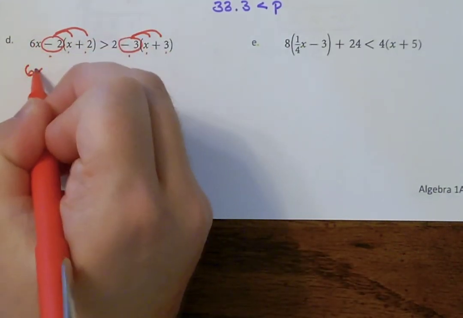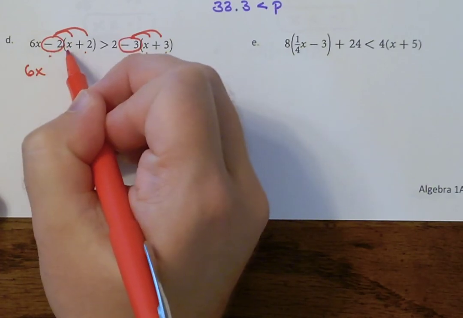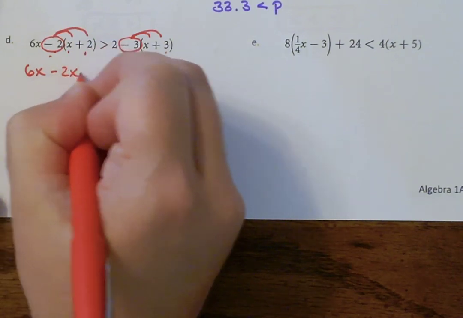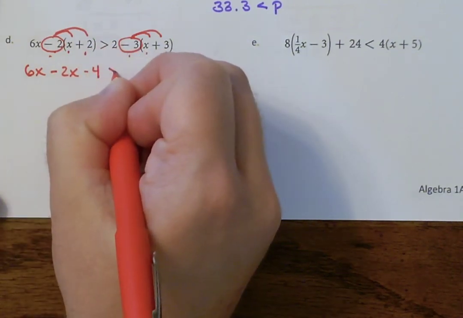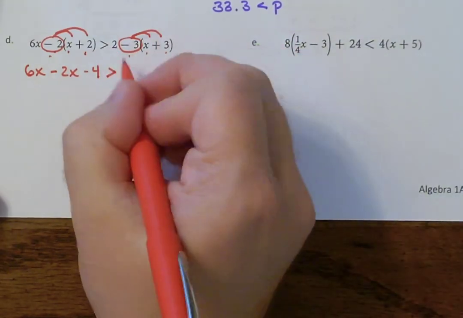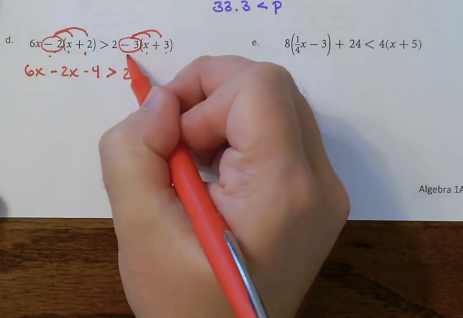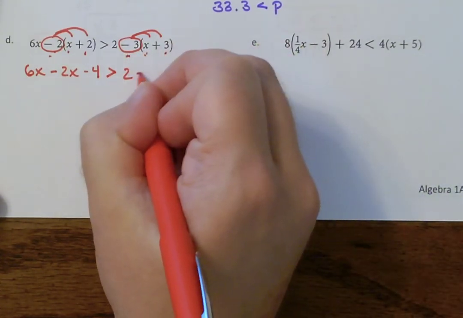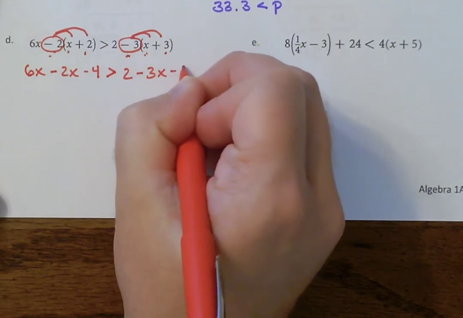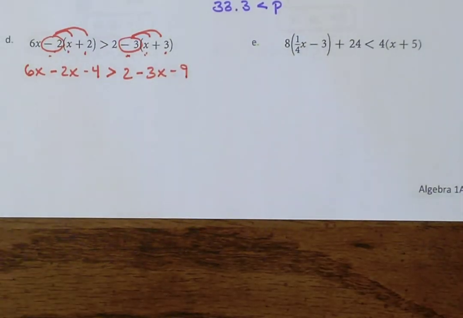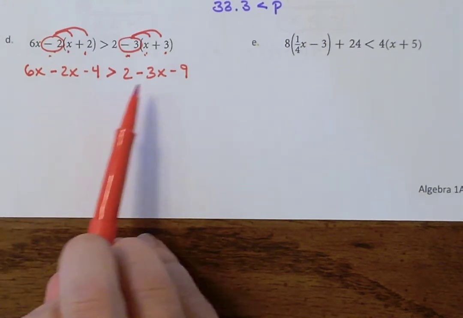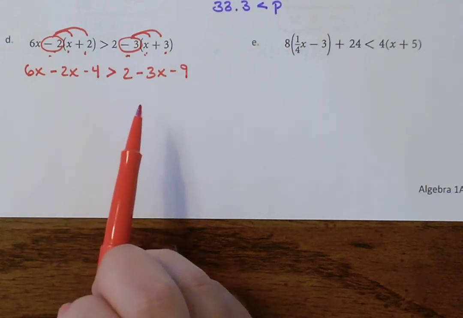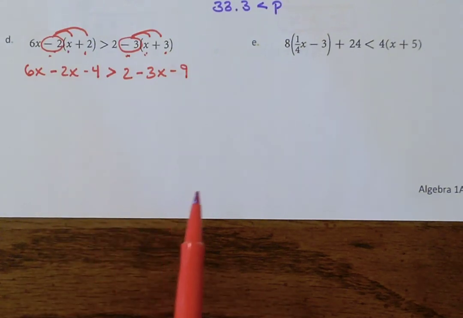But 6x stays the same. And then we're going to do -2 times x and a -2 times 2. So that gives us -2x minus 4 is greater than. 2 stays the same. And then it's -3 times x and -3 times a +3. So it's -3x minus 9. Okay, combine like terms on both sides, move the variable to one side, move the numbers to the other, and then you should be good to go.